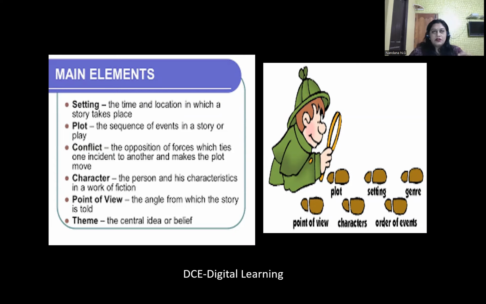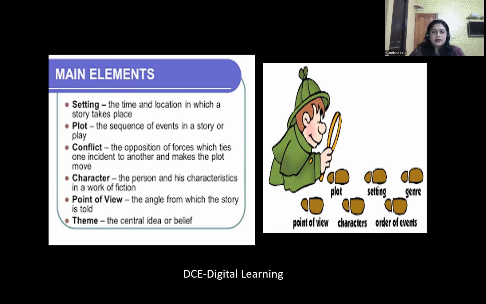Siddhartha, the novel, was written by Herman Hesse, and it was published in 1922. He came to India in 1919. He did not base the novel during that time, but he based it 100 years ago. So, not only 100 years ago, the setting was 600 BC. So, the setting refers to the time and the location in which a story takes place.